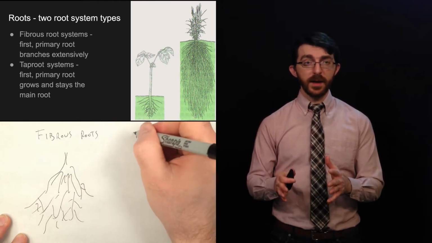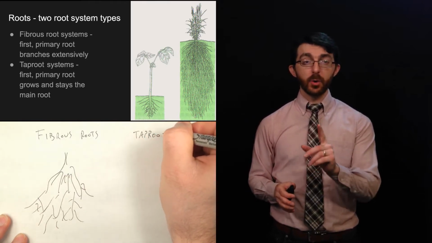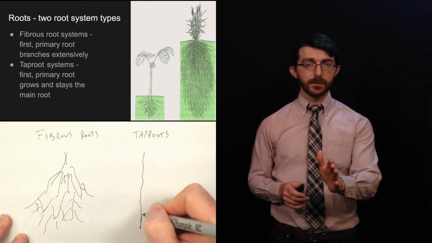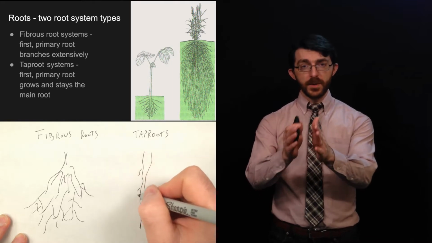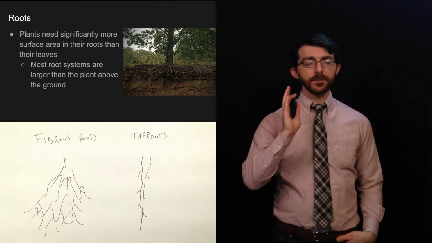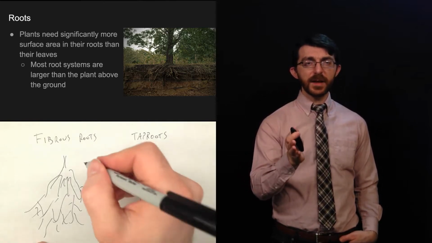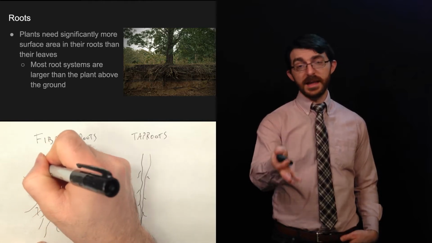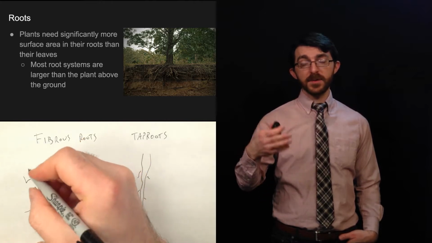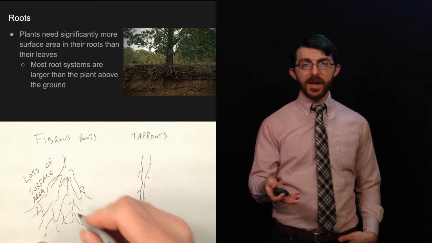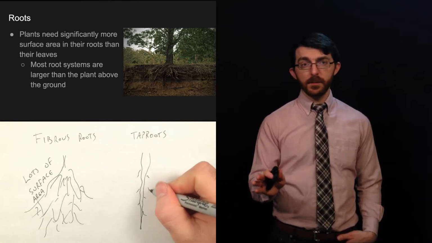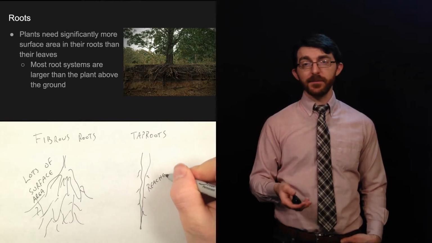Taproot systems are the other kind, and in that, the first primary root grows and stays the main root. You might think of it almost like the trunk. It stays long and doesn't branch extensively like the fibrous roots do. Plants need significantly more surface area in their roots than in their leaves. The leaves do exchange gases with the atmosphere through the stomata, but they only do it for themselves. So the roots have to do it for the entire plant. Most root systems are larger than the plant above the ground.